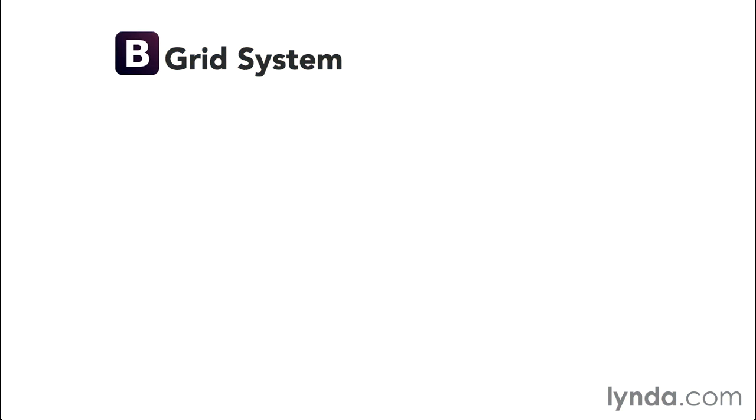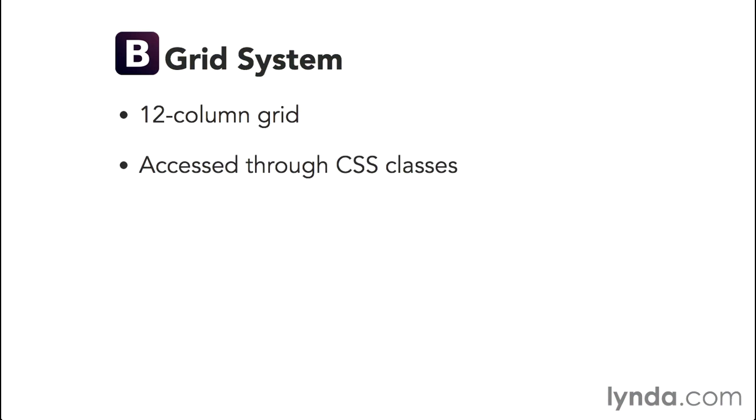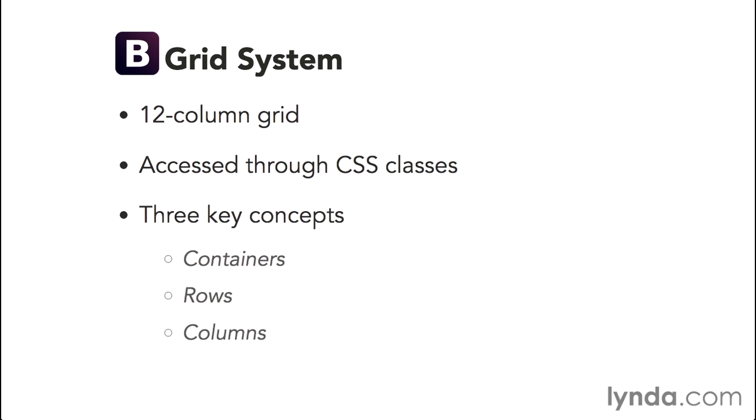Now, Bootstrap comes with a 12-column grid, which is super common for building responsive websites. To access the grid, you add CSS classes to your content, and that allows you to create extremely flexible layouts. In order to take full advantage of this framework, you need to understand three key concepts: containers, rows, and columns. We'll take a look at containers in this video.